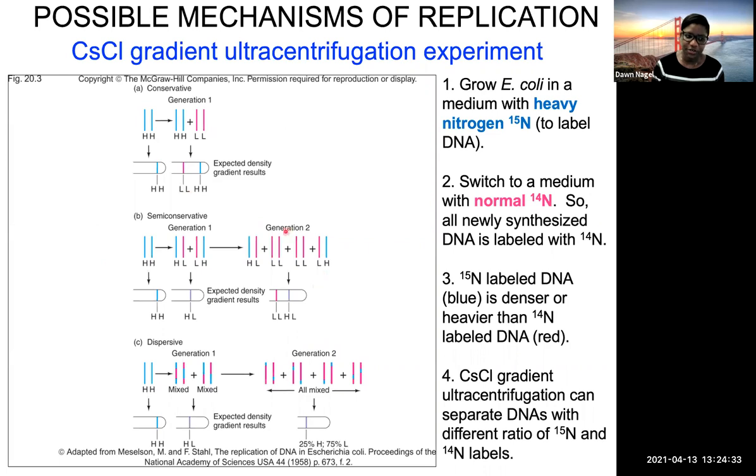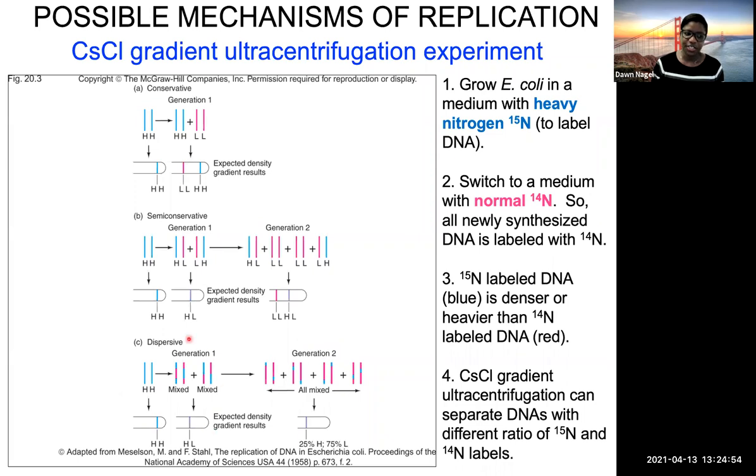If it's semi-conservative, what you would expect is a mixing: each of the original strands serves as a template, and your new daughter strand is present. Then you would have a mixture. So instead of having light or heavy, you have a middle ground, an intermediate, which is shown by the purple here.